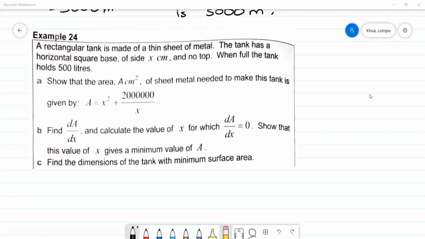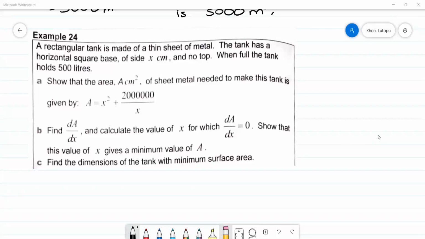Okay, next one. A rectangular tank is made of a thin sheet of metal. The tank has a horizontal square base of side x and no top. When full, the tank holds 500 liters. Show that the area A centimeters squared of sheet metal needed to make this tank is given by this formula.